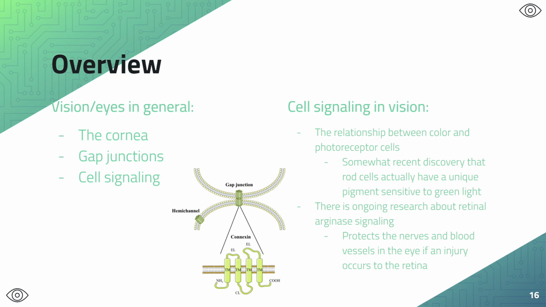What scientists have been researching is the relationship between color and photoreceptor cells. Somewhat recently, there's the discovery that rod cells actually have a unique pigment that's sensitive to green light, which nobody expected before. Additionally, there's ongoing research about retinal arginase signaling, which protects the nerves and blood vessels in the eye in the event of an injury to the retina.